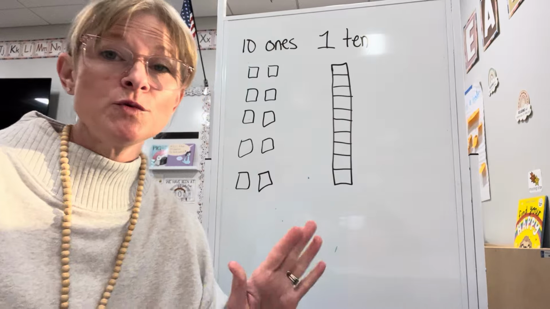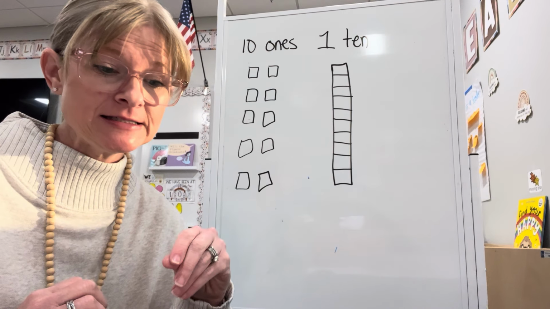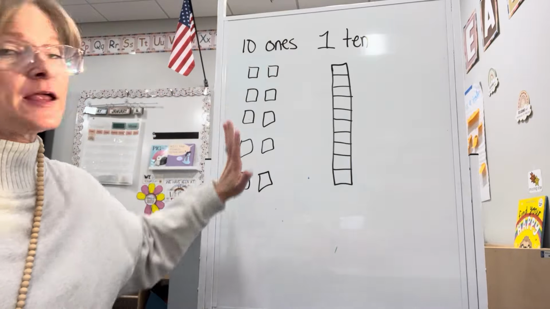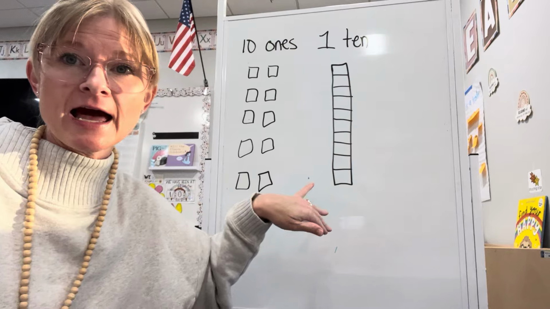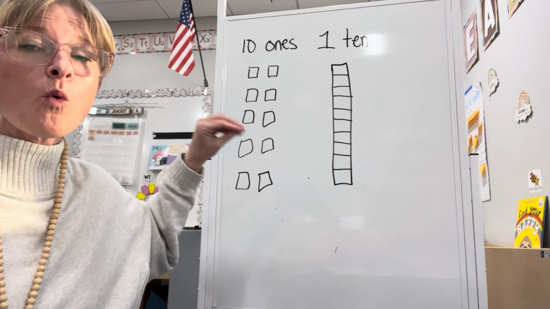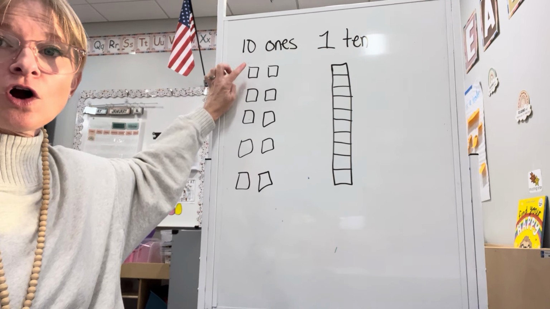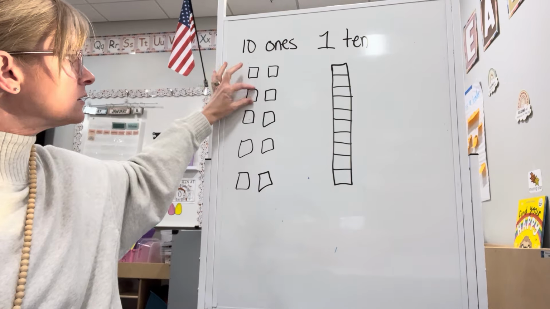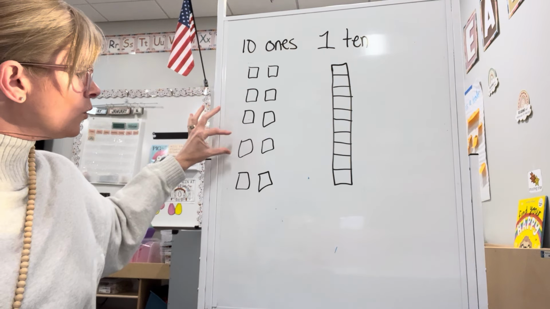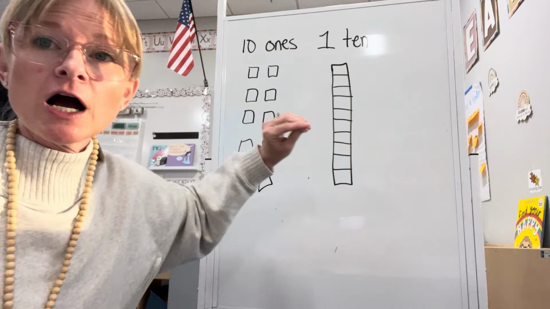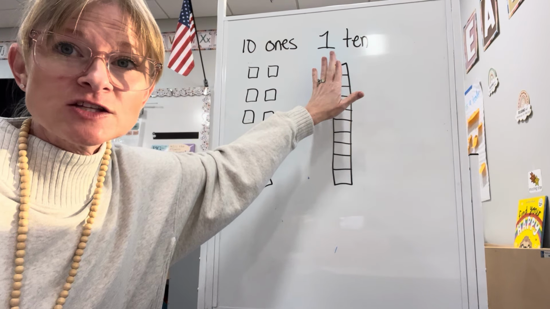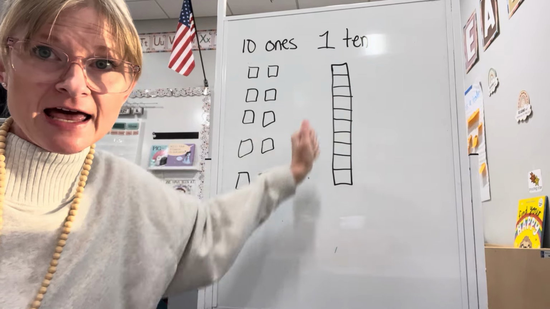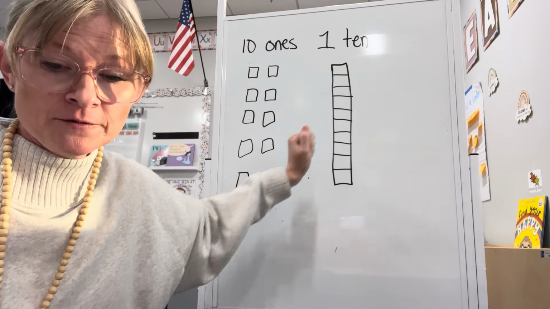I wanted to review with you. On Monday, we practiced 10 ones and 1 10. When we talk about 10 ones, ones means they're all separated. So I could take each block and say, 1, 1, 1, 1, 1. When we talk about 1 10, that's when they're all bundled together to say, this makes 10. This is 10 blocks right here.